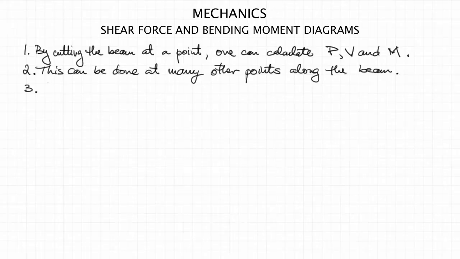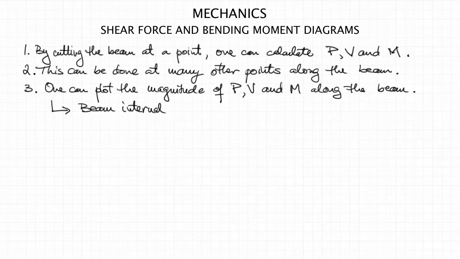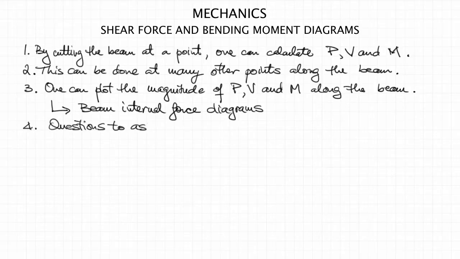Now, we can repeat this procedure over and over again at many points along the beam, like a very large number of points. Then we will know the magnitude of these internal forces at all points along the beam, and we can plot the magnitude of the axial force, shear force and bending moment along the beam. This will produce what are called the internal force diagrams, and it's a very simple graphical tool that helps us to see how these internal forces change along the beam.